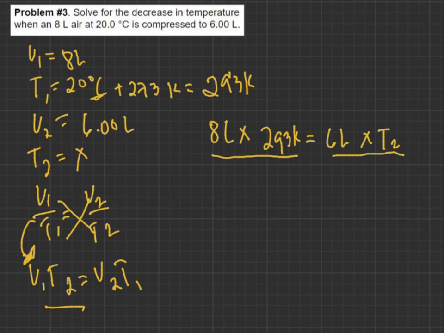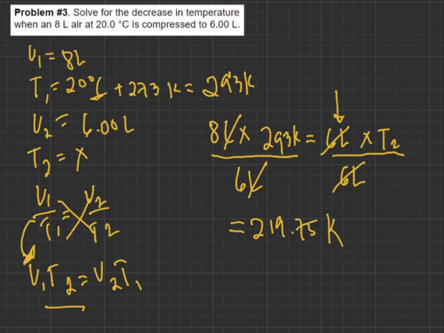Okay, so since T sub 2 is our unknown, we want to remove this from this equation. So how do we do that? We divide both sides by 6 liters so that we can cancel the liter here as well as here, right? So now we have T2 is equal to the product of 8 and 293 divided by 6. That gives us 219.75 Kelvin. So since the problem did not ask for the equivalent in Celsius, this will be our final answer.